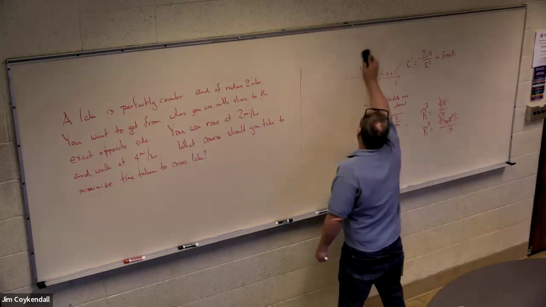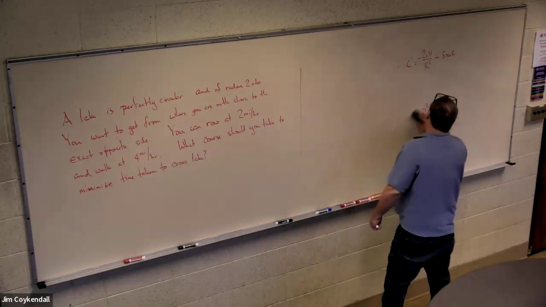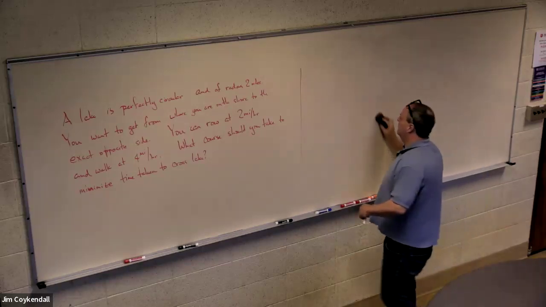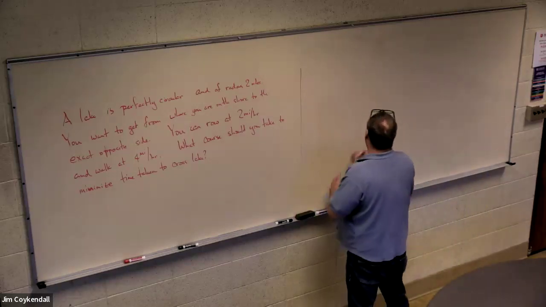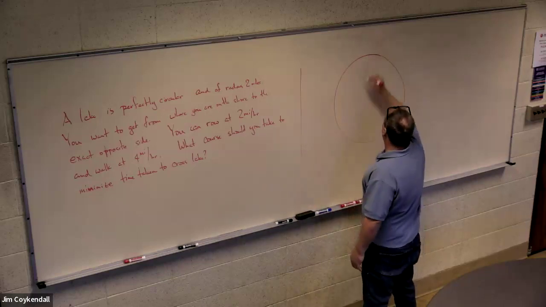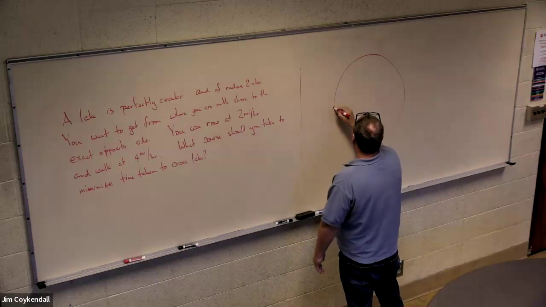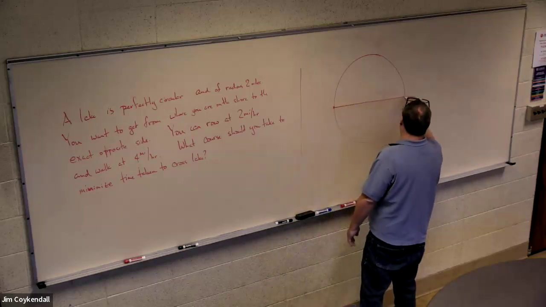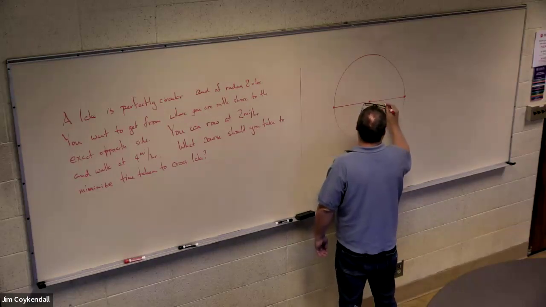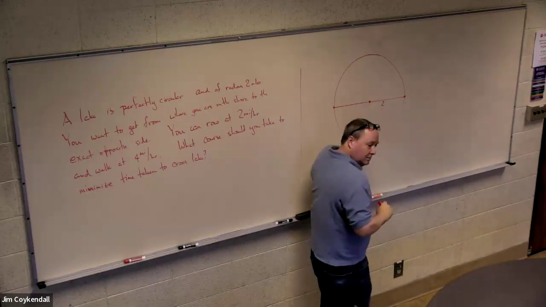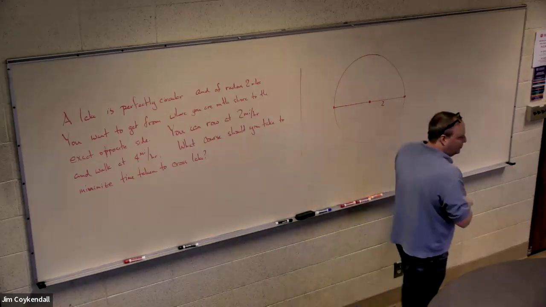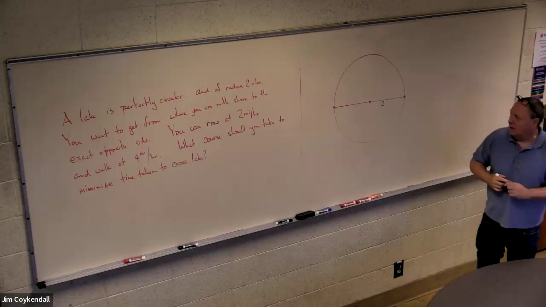Okay, so here's the situation. There's this perfectly circular lake, and you want to get around to the opposite shore. It's like this. Now you're here, and you want to get right here. The radius of this lake is 2 miles, and you have a rowing or walking option. Right?